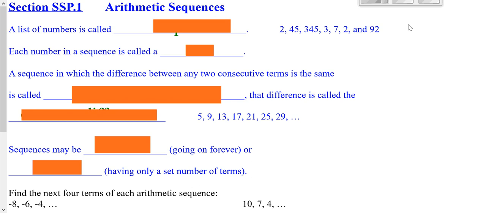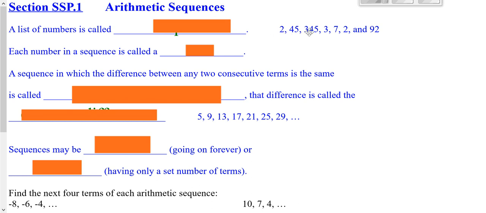Okay, we're starting a new unit. In this unit, we're going to be dealing with sequences and series and then probability. Hence SSP: sequences, series, and probability. The first half of the unit is dealing with sequences and series.